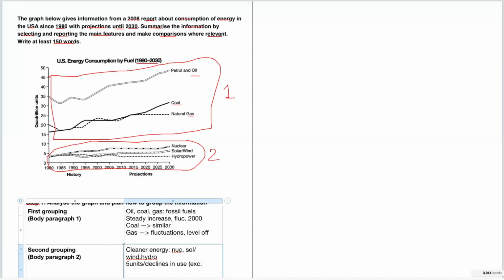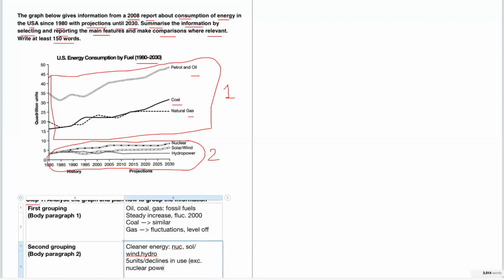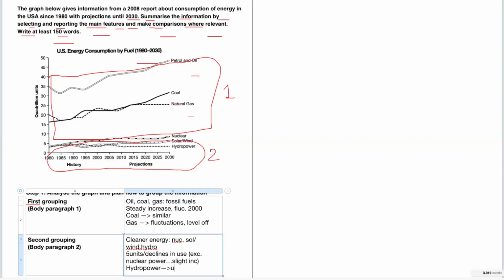So I'll put an exception as nuclear power. And it looks like nuclear is going to continue increasing slightly. So I'll put slight increase. And then hydropower is quite interesting because it looks to be unchanged. So it's just going to remain as it is. It's also another example of leveling off, but I'm not going to use that again because I don't want to use the same phrase too much. So I'm just going to say hydropower will remain unchanged.